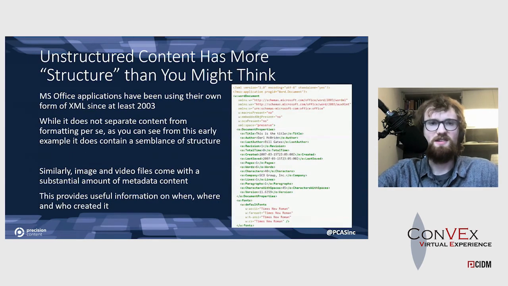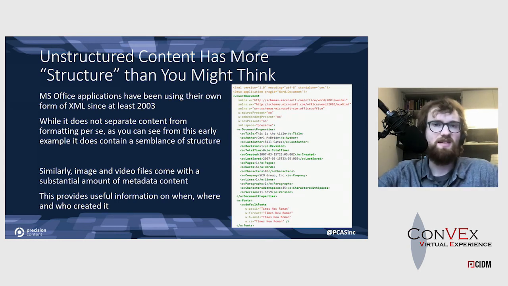A lot of this supposedly unstructured content actually already has a fair deal of structure baked in, especially when you consider that the most popular authoring tool is Microsoft Word, and that MS Office applications have been using their own form of XML since at least 2003. By the same token, image and video content come with a substantial amount of metadata, telling people as well as machines when, where, and who created those files.